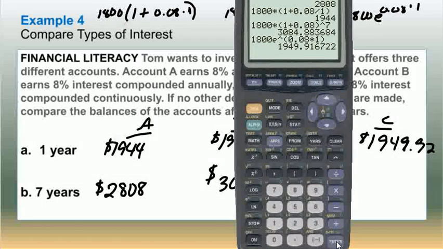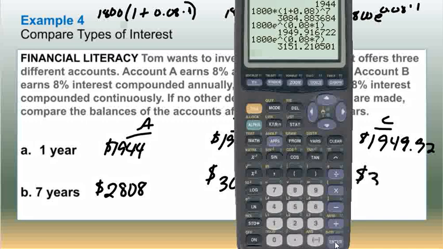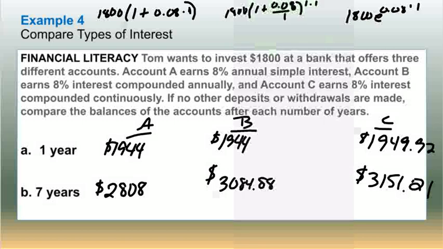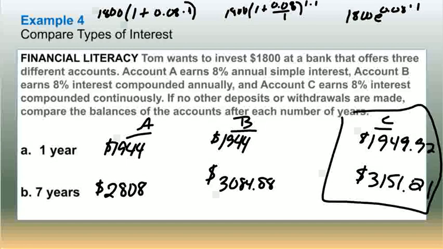And then for 7 years, second, enter, change this to a 7. And we would get $3,151.21. So comparing all of them, the compounding continuously would give you the better return for your investment.